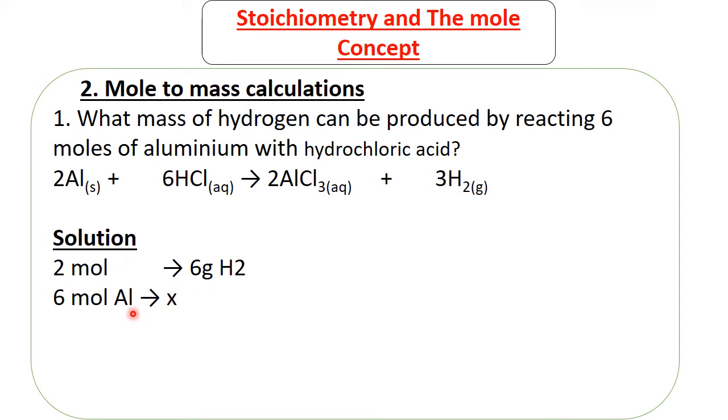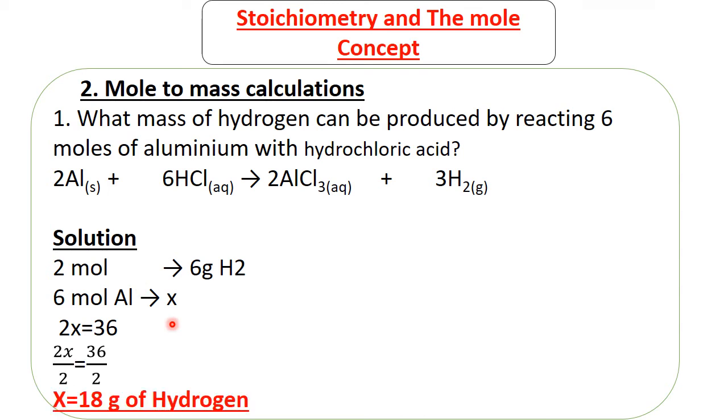If we continue with this, assuming this makes sense, 6 moles of aluminium, we expect them to produce x grams of hydrogen. When we cross multiply, 2 times x gives us 2x, 6 times 6 gives us 36, and when we divide both sides by 2, it gives us 18 grams of hydrogen. So now let me show you the trick. Where did this 6 grams come from?